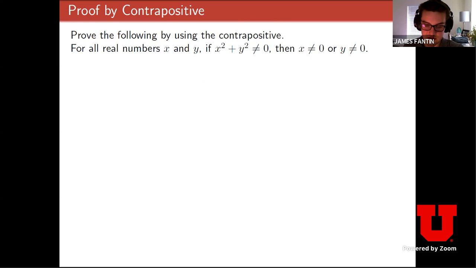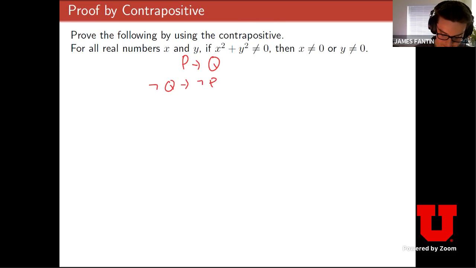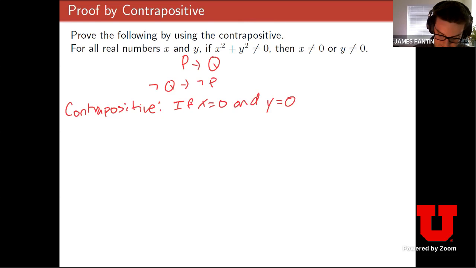Yeah, perfect. So we had someone in chat say if x is equal to 0 and y is equal to 0, then x squared plus y squared equals 0. Yeah, perfect. So remember when we have p implies q, the contrapositive is not q implies not p. So the contrapositive is if x equals 0 and y is equal to 0, then x squared plus y squared is equal to 0.